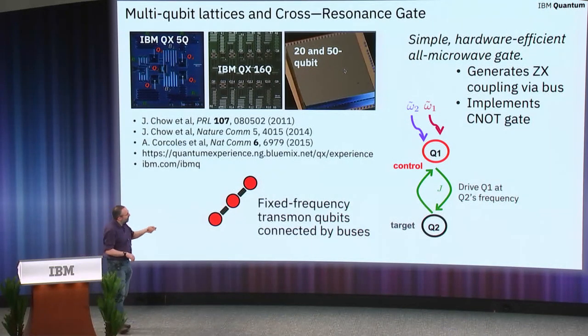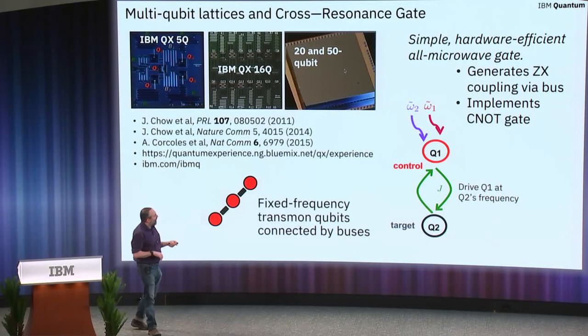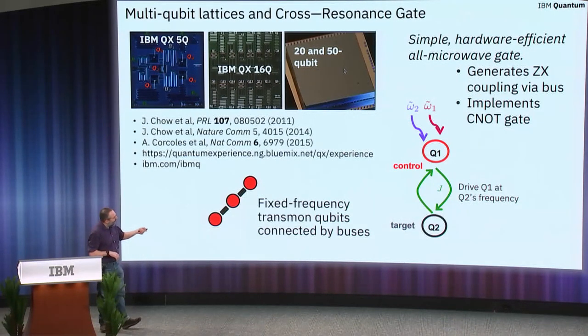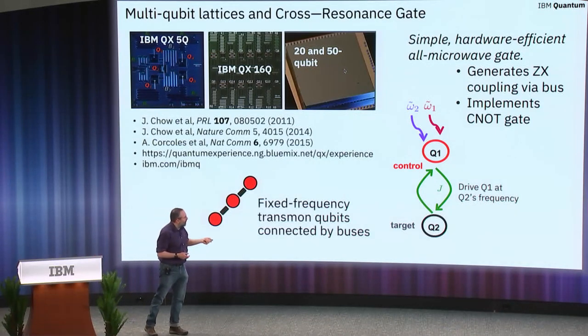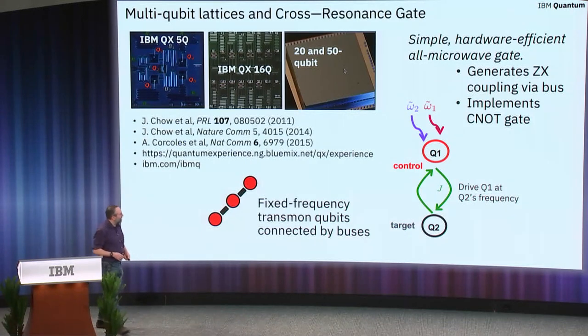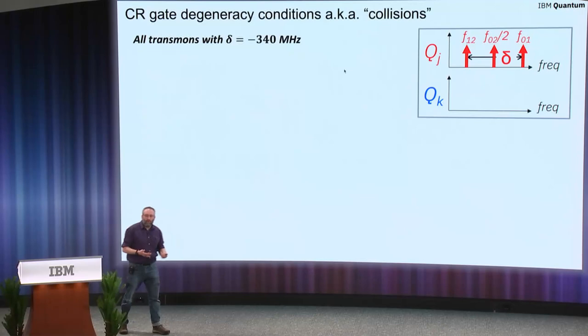And the key to this cross resonance gate, which has been very often discussed, is that you have a control qubit and a target qubit, and you're driving the control qubit at the target qubit's frequency in order to activate the gate through the intervening microwave bus. Now, the fact that you're driving the control qubit at the target qubit's frequency gives you the issue that you can run into degeneracies between the energy levels of these two qubits.